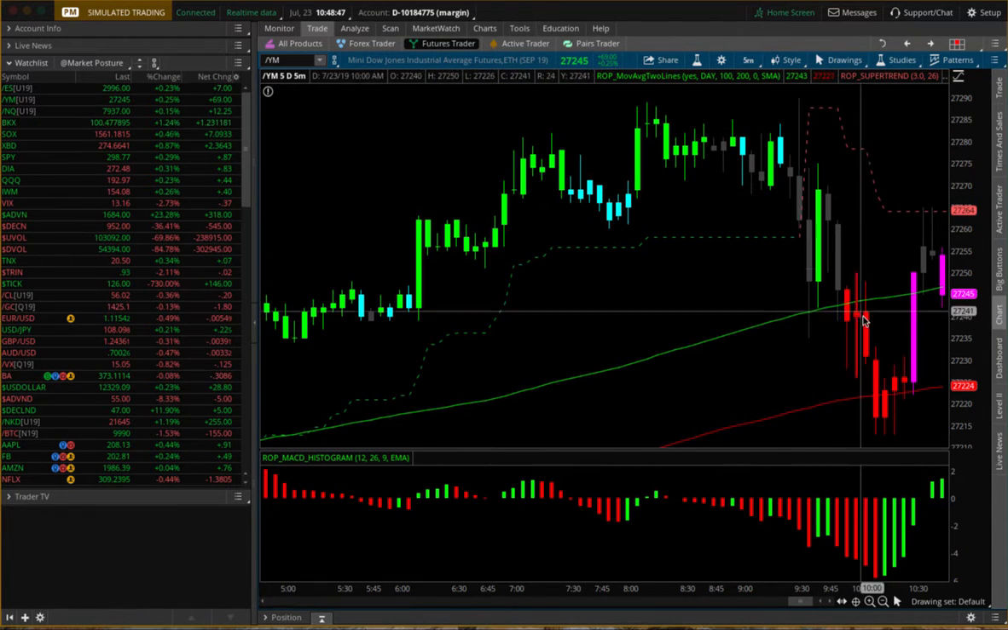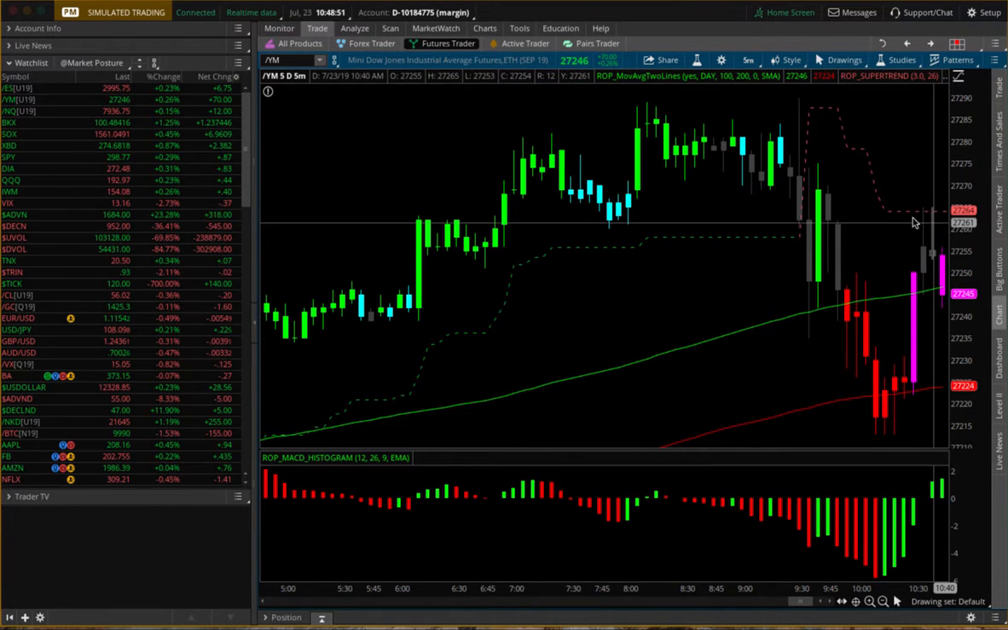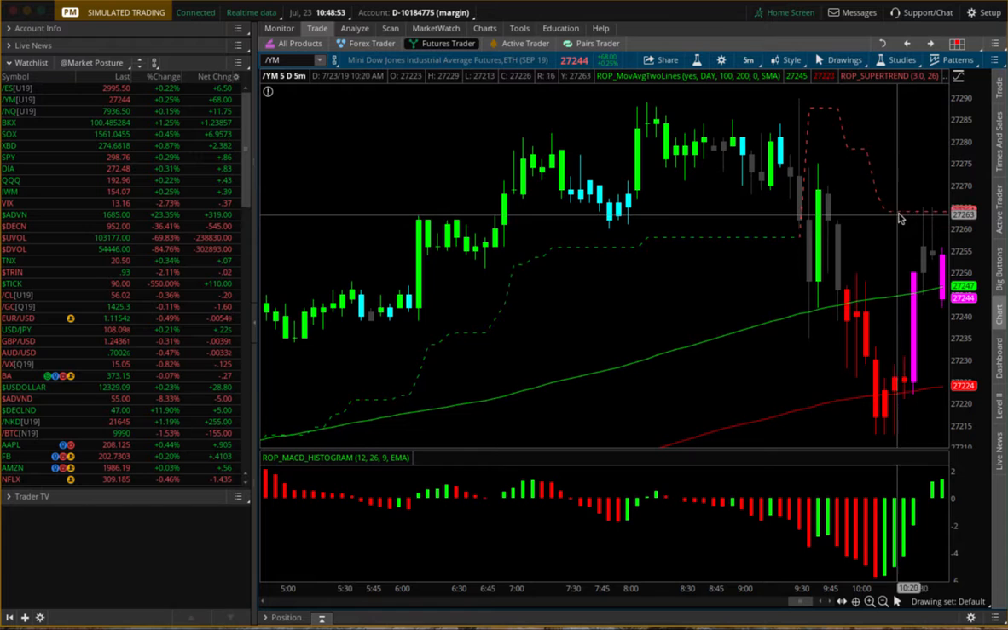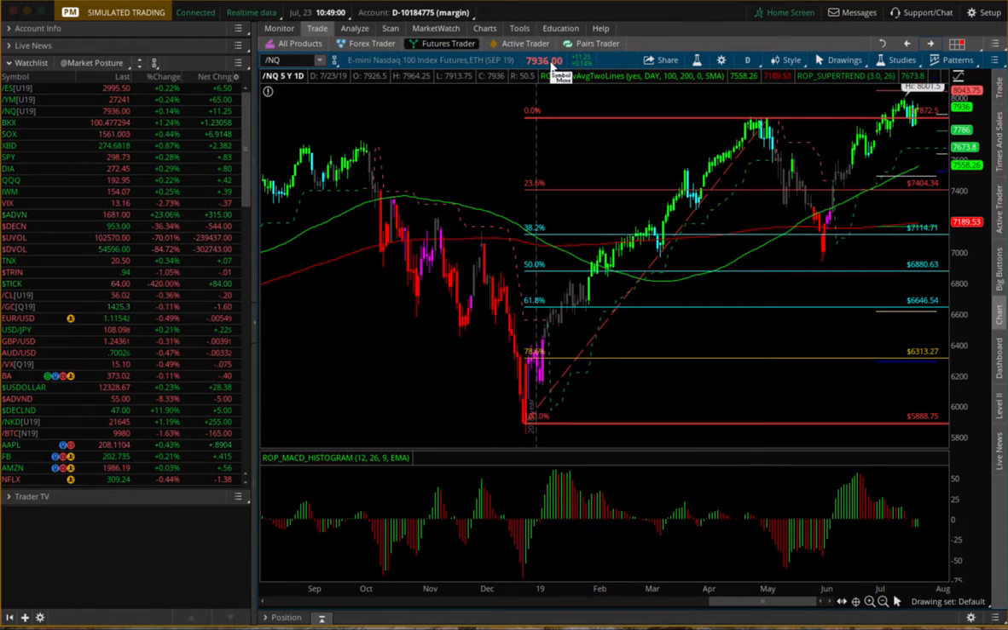It's been going down from 9:30 till about 10, and now it's pulling back and it's showing some weakness right at the 5 minute super trend. Once again, it gives me a little bit of confidence that I might be able to go short here. And then do the same thing on the NASDAQ.